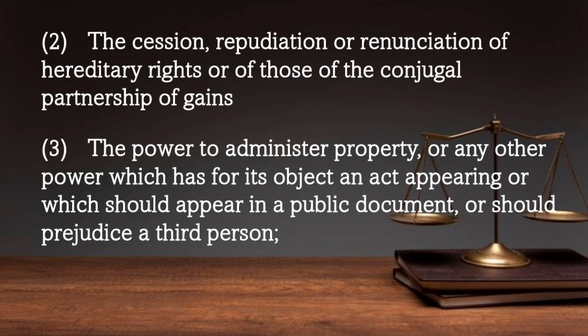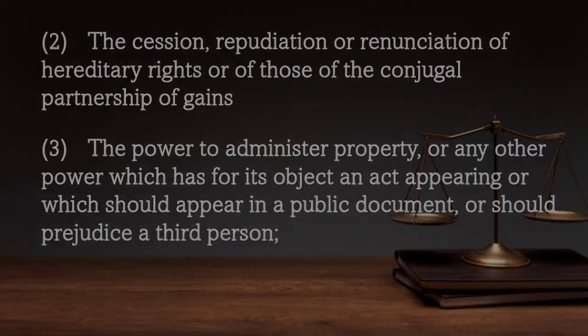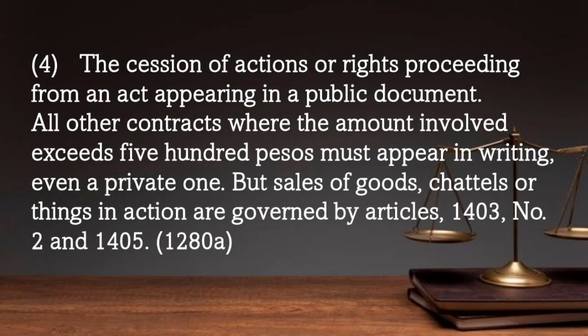Second, the cession, repudiation, or renunciation of hereditary rights or of those of the conjugal partnership of gains. Third, the power to administer property or any other power which has for its object an act appearing or which should appear in a public document or should prejudice a third person. Fourth, the cession of action or right proceeding from an act appearing in a public document. So all other contracts where the amount involved exceeds 500 pesos must appear in writing, even a private one.